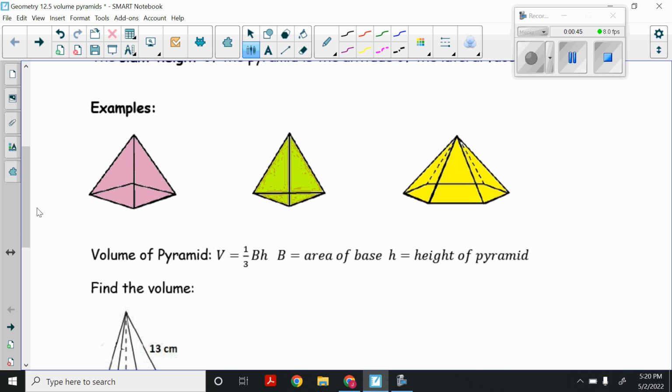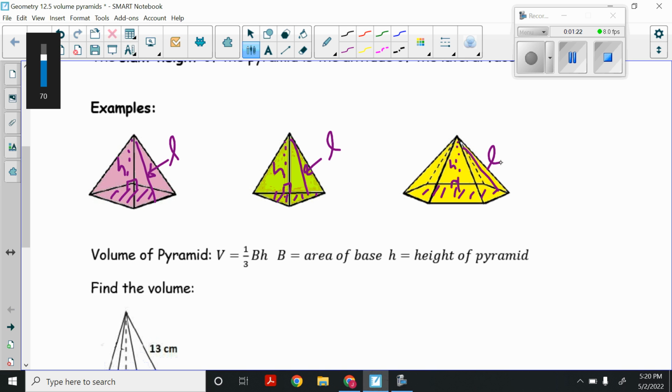So remember that this is a square pyramid. This is my base. The height is inside, and my slant height is the height of one of the lateral faces. Triangular pyramid. Again, the height is inside. The slant height is the height of a lateral face. Hexagonal. So this is my base. The height is inside. The slant height is on the outside. So the formula for volume of the pyramid is 1/3 the area of the base times the height of the pyramid.